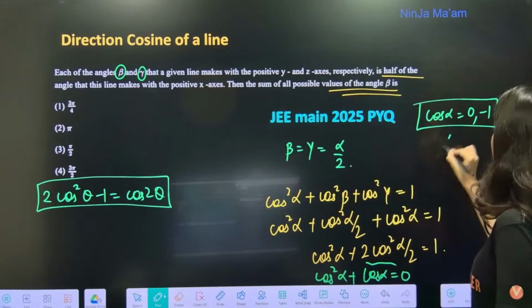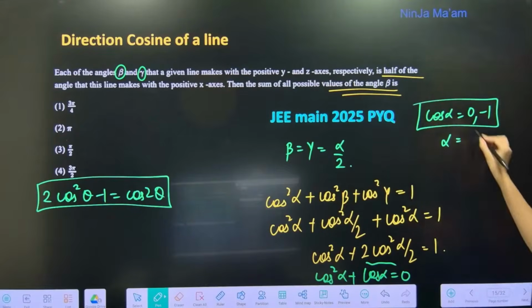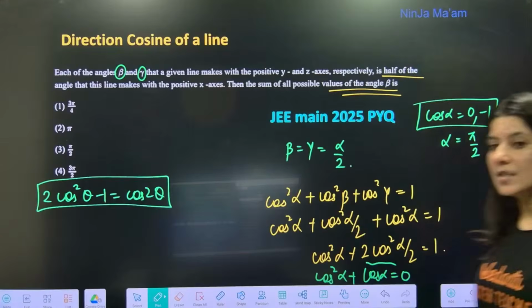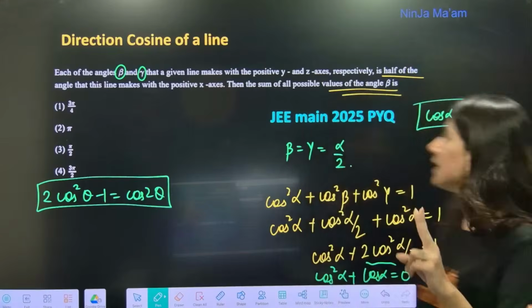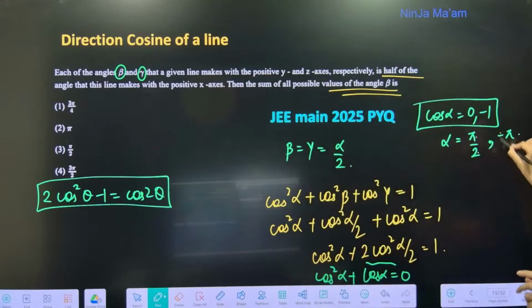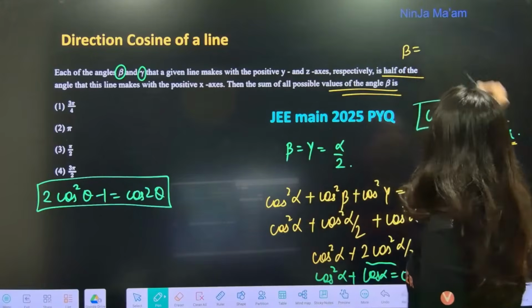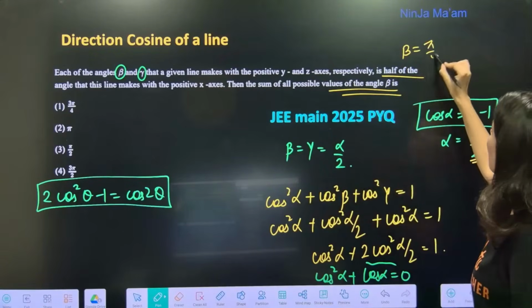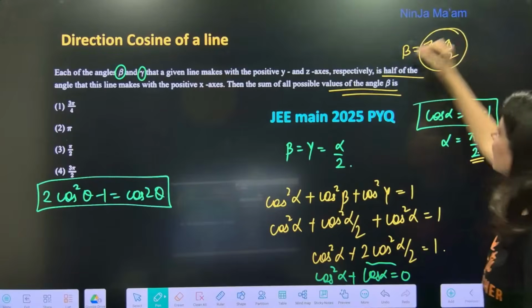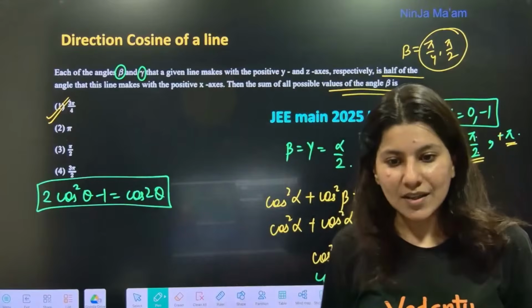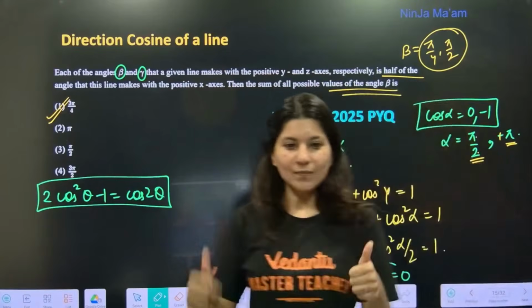That means alpha would be what? Tell me. So cos alpha 0 means pi by 2, and cos alpha minus 1 means pi. Two values of alpha, clearly I am getting pi by 2 and pi. Yes, pi by 2 and pi. Now I am looking for beta. Tell me what are the values of beta. So ma'am, pi by 4 comma pi by 2. Now if you add these two, 3 pi by 4, option A will be absolutely right. Okay, good to go. Thumbs up.